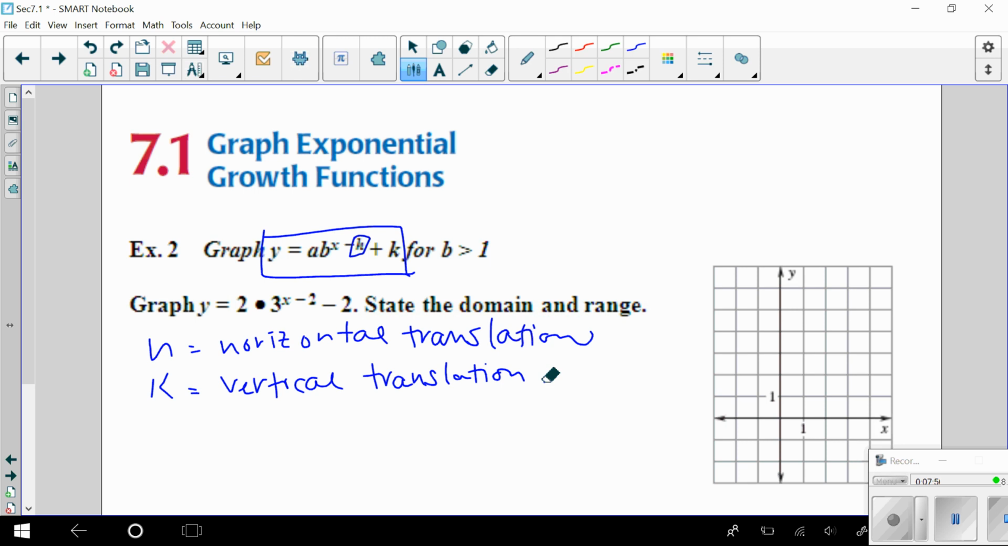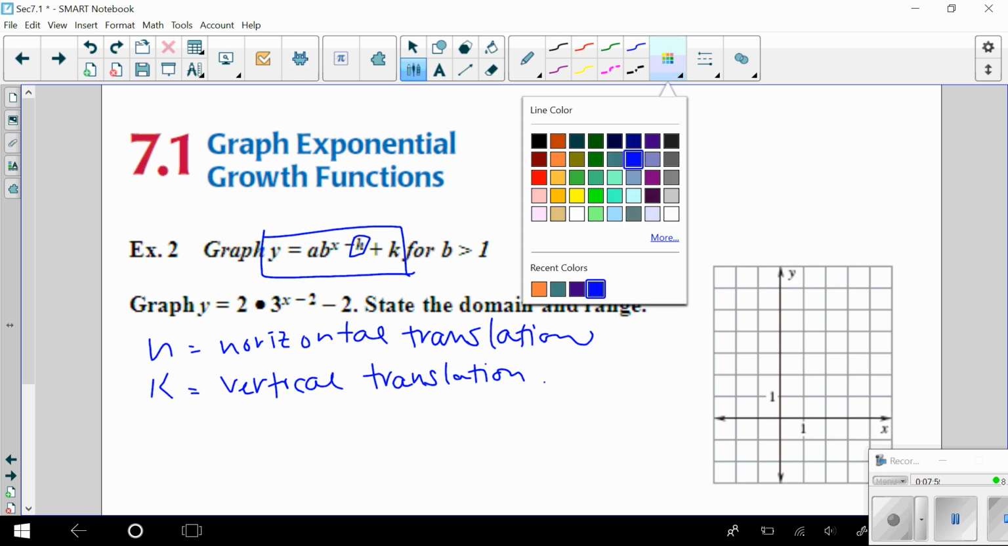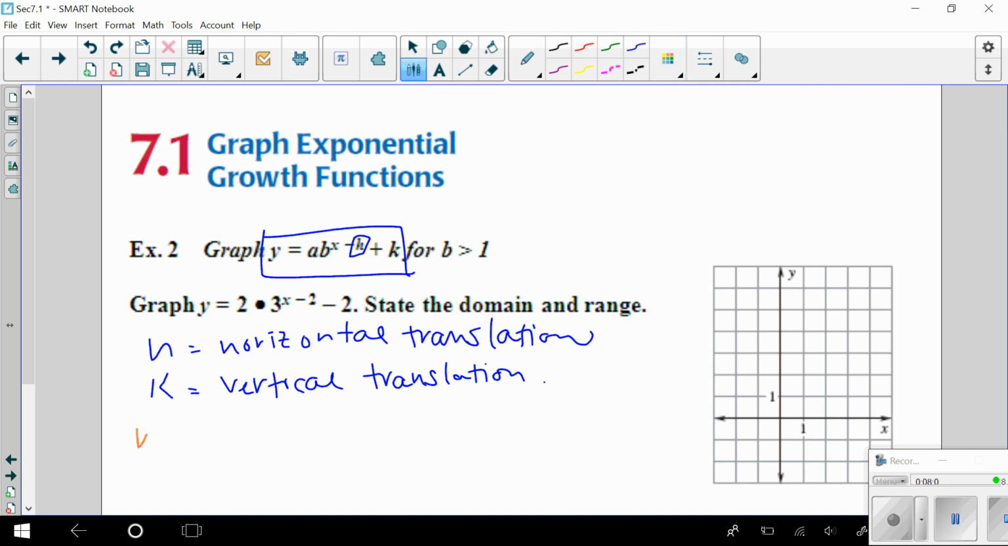So in this example, we're going to translate horizontally. Our h value is 2, because it's x minus 2, and our k value is negative 2, because it's plus k, in this case a plus negative 2. So that means we move to the right 2 units, and we move down 2 units.